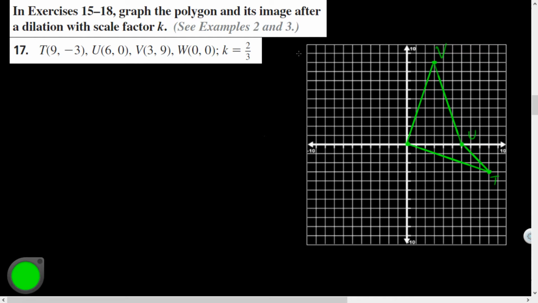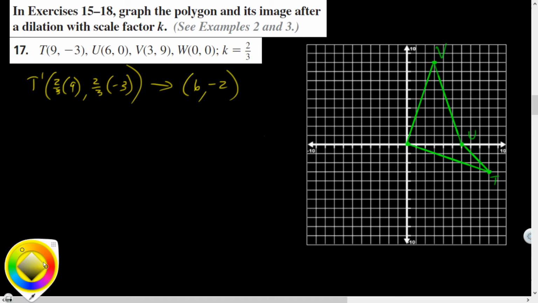So let's see. If I want to scale factor this by 2/3, question, reduction or enlargement? Reduction, yes. And if I want to find T prime, I could take 2/3 and multiply it by its x coordinate and 2/3 and multiply by its y coordinate, because that's how scale factors work. So 2/3 times 9, 9 divided by 3 is 3, 3 times 2 is 6. I think they conveniently all gave us things divisible by 3. 2/3 times -3 is -1 times 2 is -2.